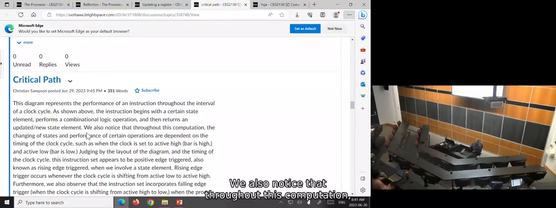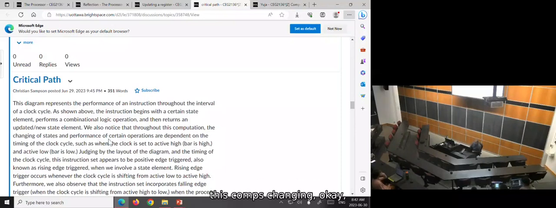Okay. We also notice that throughout this computation, the changing of states and performance of certain operations are dependent on the timing of the clock cycle. Actually, they are not dependent on the clock cycle. They are dependent on the operations that we are doing, like the gates that we have, or combinational logic. But the clock cycle will be determined based on the delay and the time that we have. So maybe you meant that, but when we say it's dependent on that, we should be more precise.